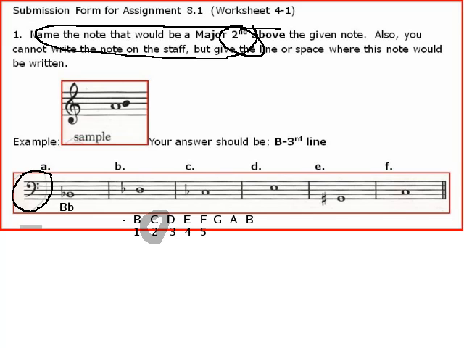Now, this is where I have to use my book. It's really simple. You're going to use your textbook. There's a couple of different ways. You don't have to use a textbook, but I suggest doing that. So what I want to know is, how many half steps does it take to make a major second?